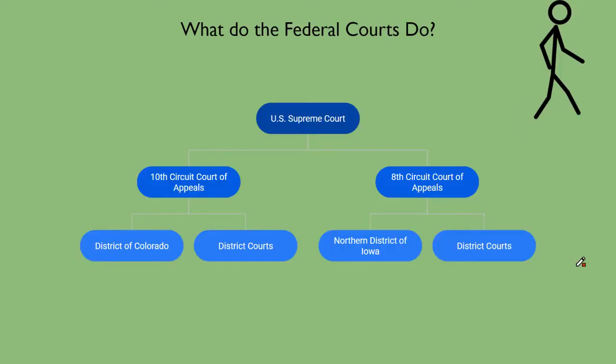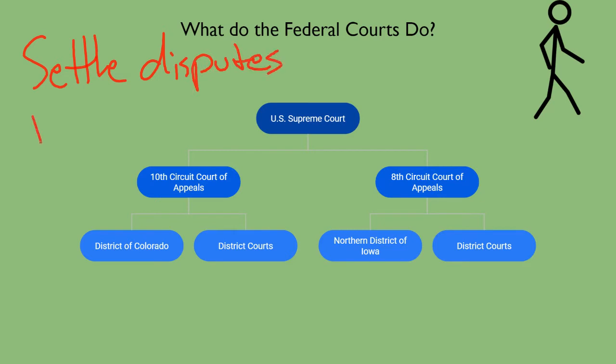So what do the federal courts do? Basically, in a nutshell, they settle disputes. That's one of their primary jobs. And the second one is interpret laws.